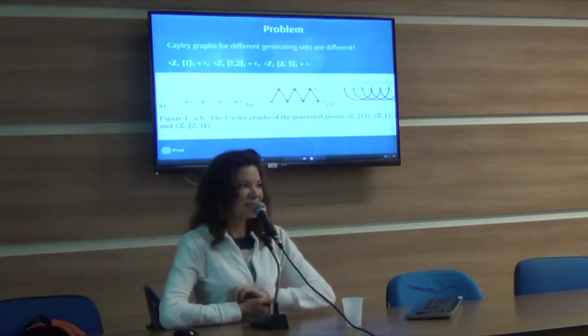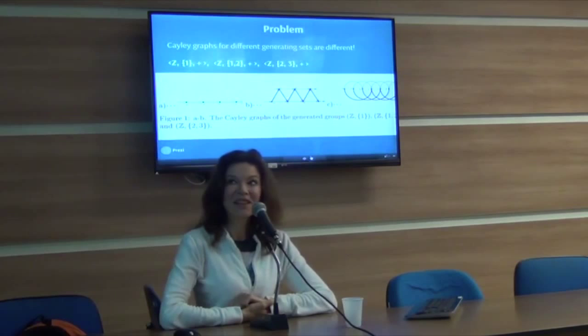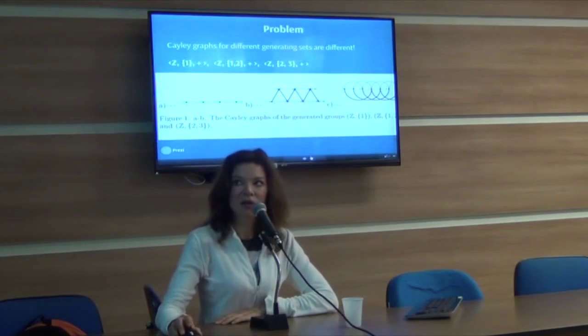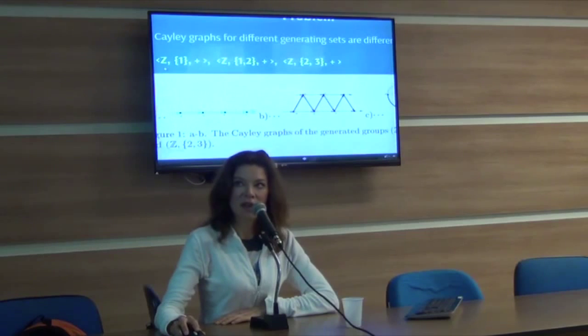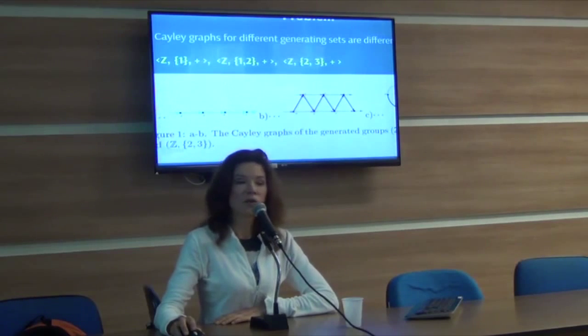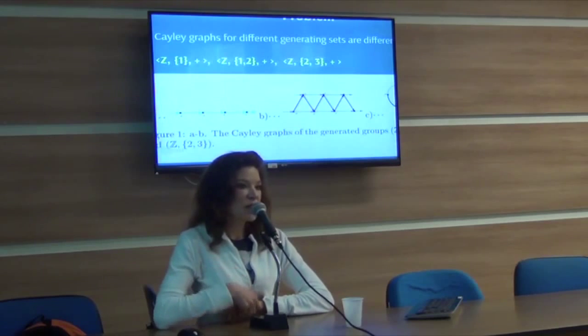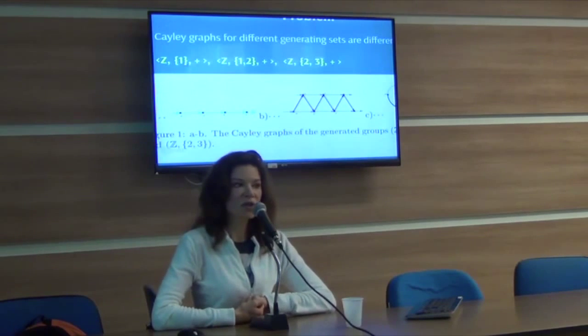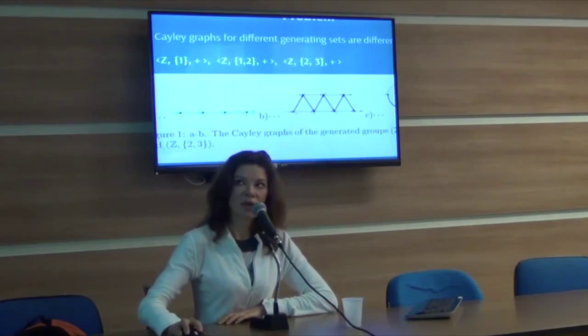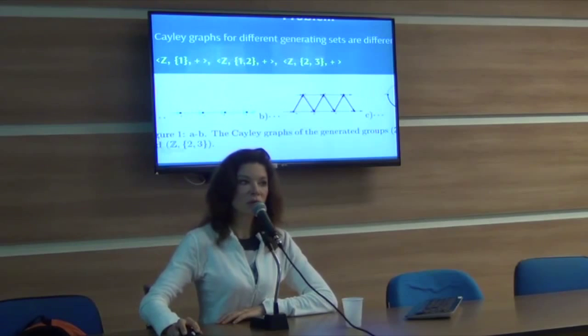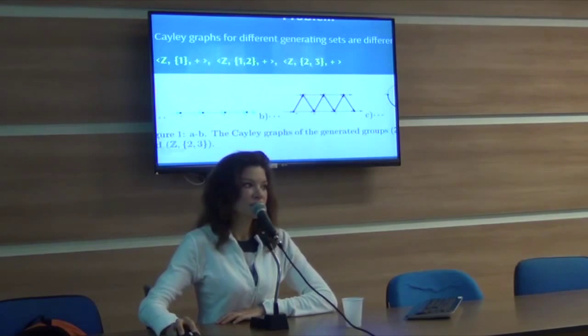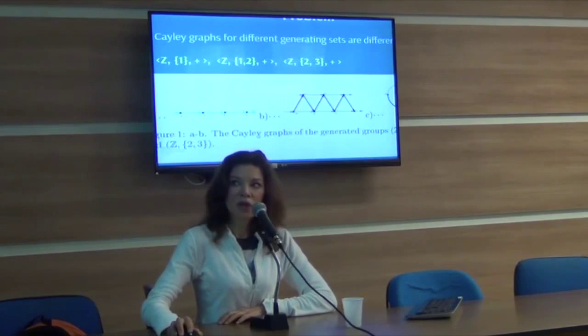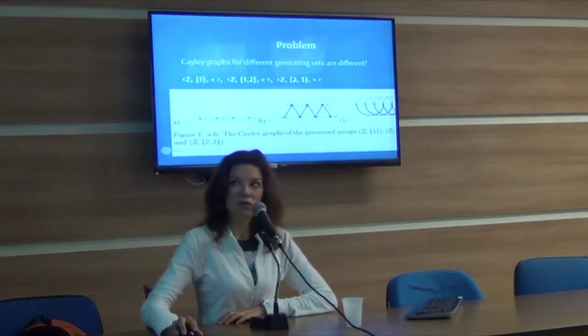But there is one obstacle. Ta-da! There is a problem. And the problem is you can notice that you can actually generate the group Z in several ways, choosing different generating sets. In the first case, it could be 1. You can generate it also by 1 and 2, or by 2 and 3. Yeah, 2 and 3 can generate you all the integers. When you draw Cayley graphs, they look different.